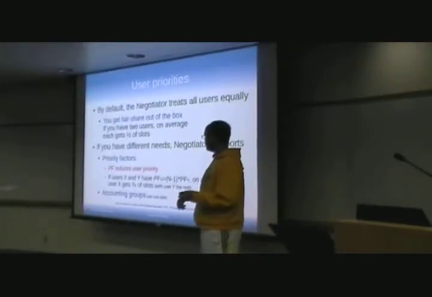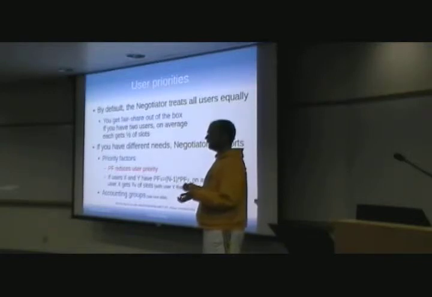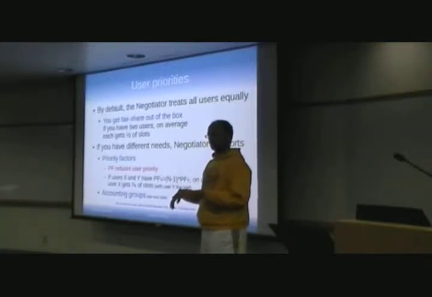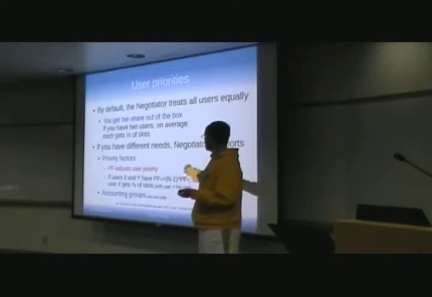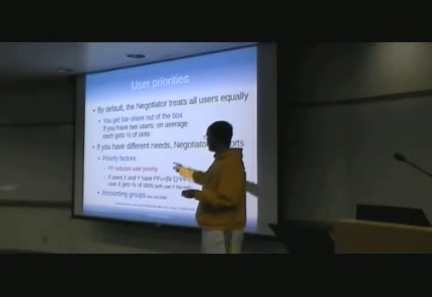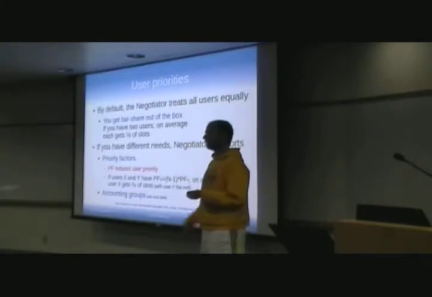The priority factors essentially reduce the priority of users. So if you have 2 users and the first user has twice the priority factor of the second, it will get a third, the other will get 2/3 of the slots. So if x gets a priority factor that is n minus 1 times the priority factor of y, x gets 1/n of the slots and y gets (n minus 1)/n.